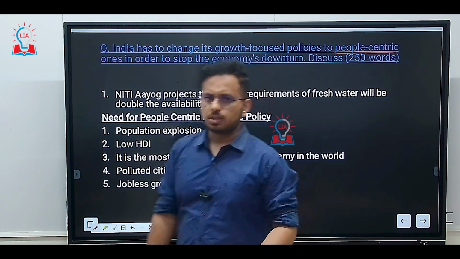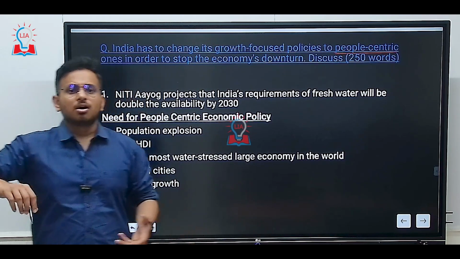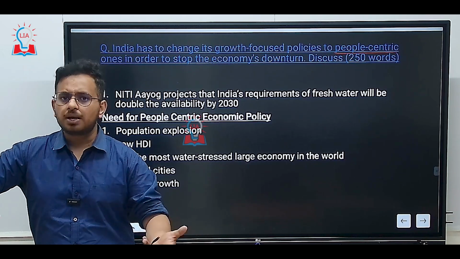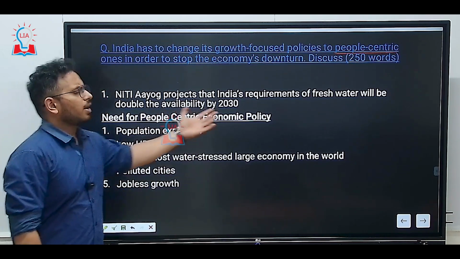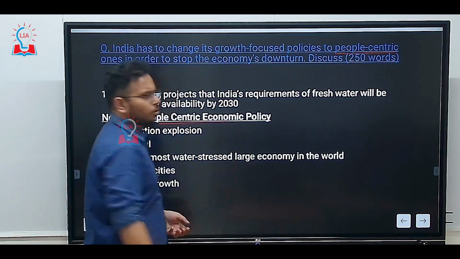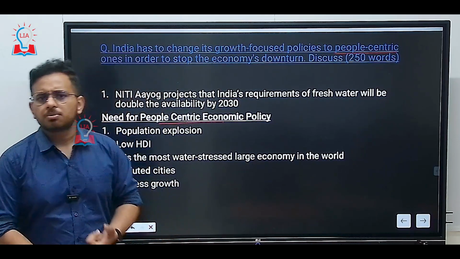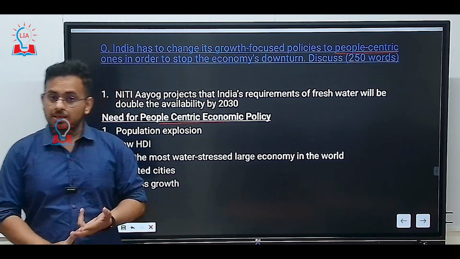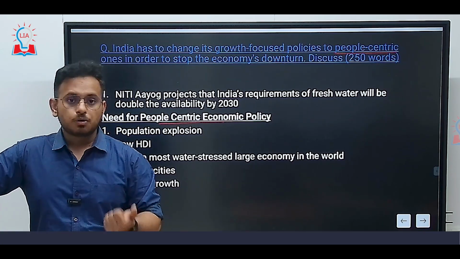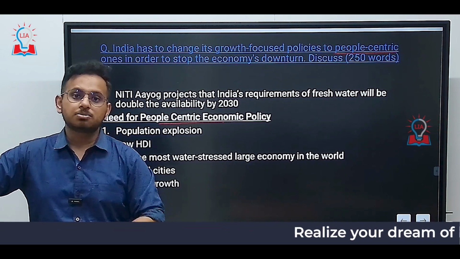First one, why did we even come out with this? In the introduction, you can talk about Niti Aayog's report, which says that 120 Indian cities will run out of groundwater by the end of 2030. It's a very important fact that was given by the Niti Aayog. Now, if you talk about the need for people-centered economic policy, why should we even do it? See, India has the largest population in the world. Because of that, we have problems of drinking water, problems with respect to space, the livability. We also have the problem of pollution. India is home to the world's most polluted cities, and the Indian capital is one of the world's most polluted cities.